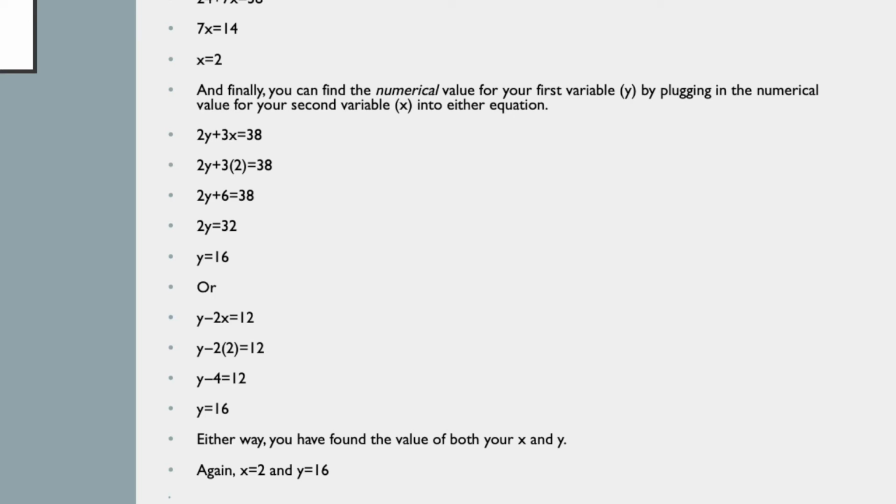So 2y plus 3x equals 38. We said that our x value is 2. So we're going to put our 2 into the x value, giving us 2y plus 3 times 2 equals 38. 38 minus 6 gives us 32, and then 32 divided by 2 gives us 16.